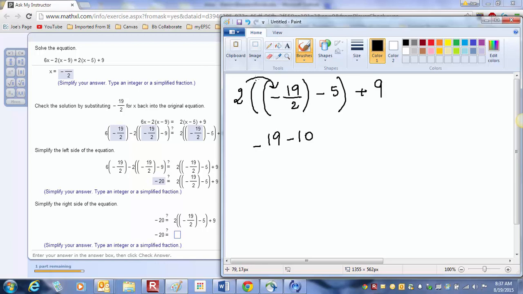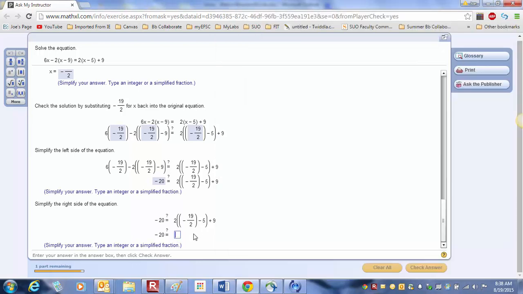So let's do it one more time. We're trying to distribute here, so we multiply 2 by both terms inside the parentheses. Multiplying 2 over 1 by negative 19 over 2. Before we multiply straight across, we can cancel. 2 over 2 is 1, so that's going to be negative 19. Then 2 times negative 5 gives negative 10, and then add 9. Now what is negative 19 minus 10? Negative 19 minus 10 is negative 29, plus 9, and that's negative 20. So we get back to the same answer as before, negative 20.